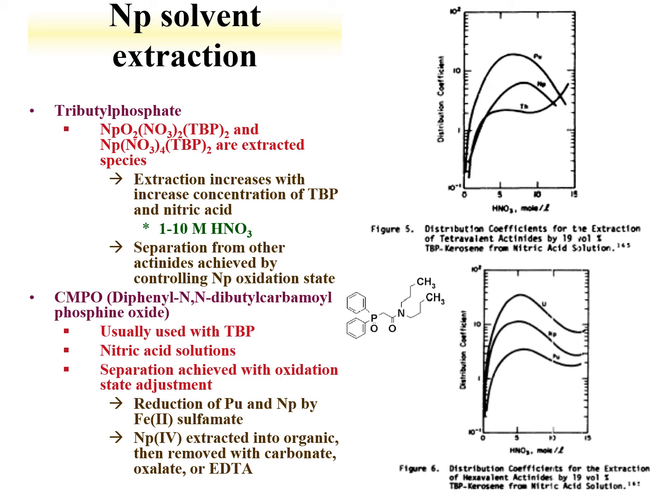CMPO, which is a ligand that is preferentially used in the TRUEX process, has also been studied with tributyl phosphate, and separations have been achieved with oxidation state variation, where neptunium and plutonium can be reduced and neptunium-4 can be extracted into organic and then removed with the carbonate oxalate, or EDTA.